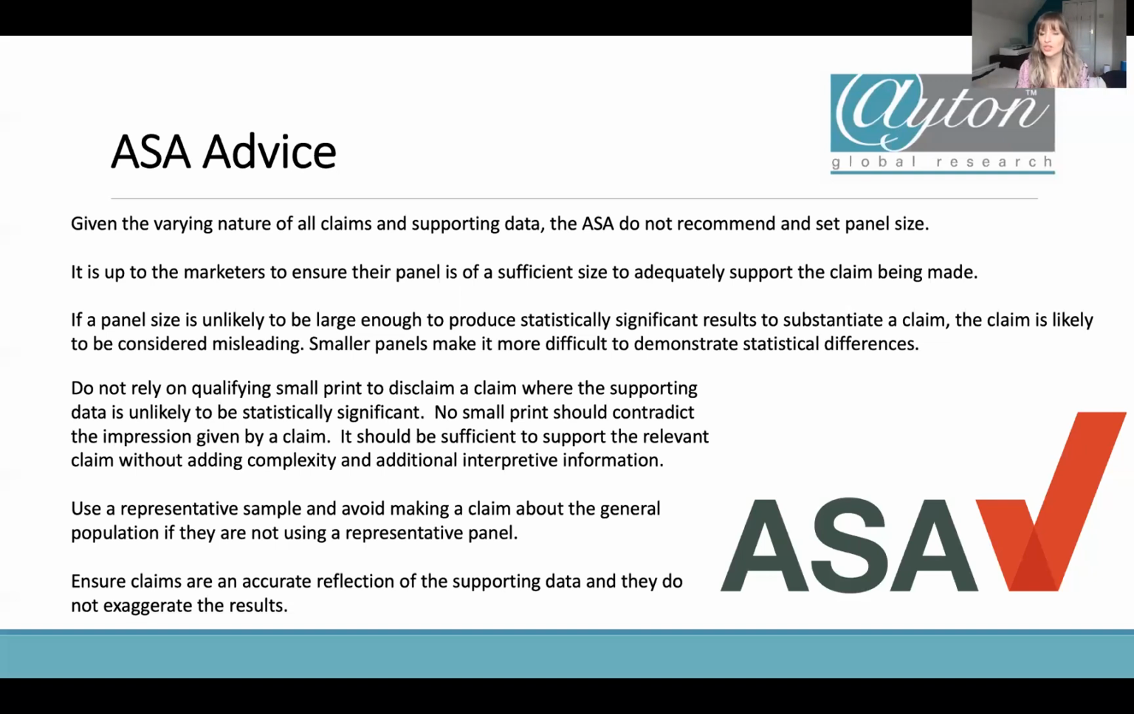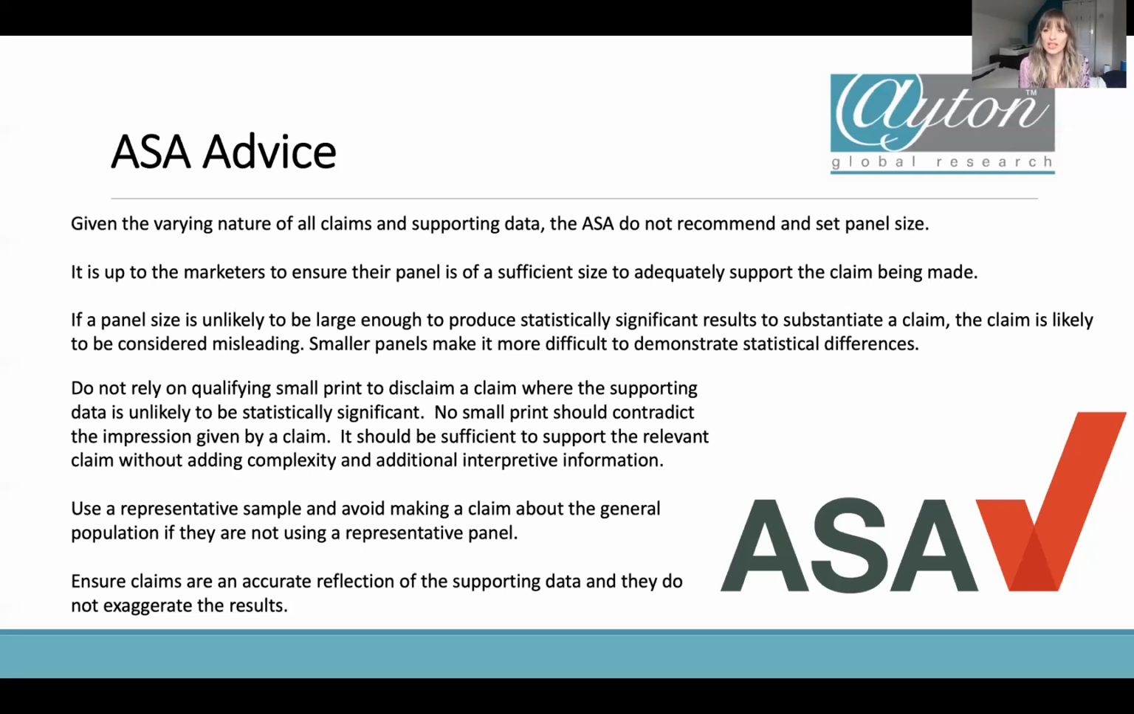The bigger the panel size, the more significant your data is. So always try and think big. You don't want to rely on small print. I thought that was a really interesting thing they brought up. So obviously if you say, 88% of people said this made their hair look healthy and feel amazing, and then in the small print you say of 10 people, you can't rely on the consumer to go, oh, 10 people, okay, well, maybe I shouldn't rely on it that much. It shouldn't be interpretive.